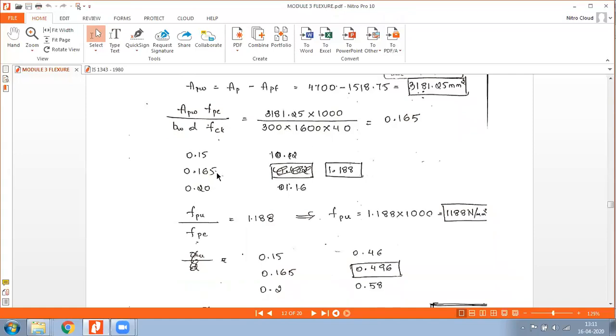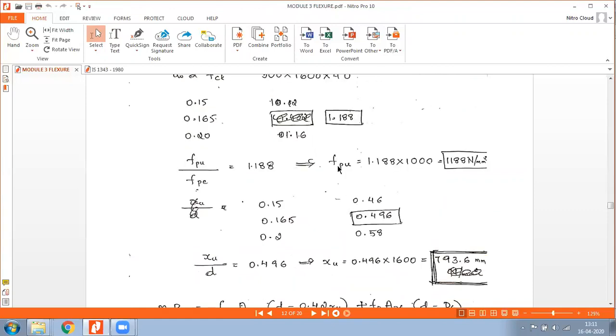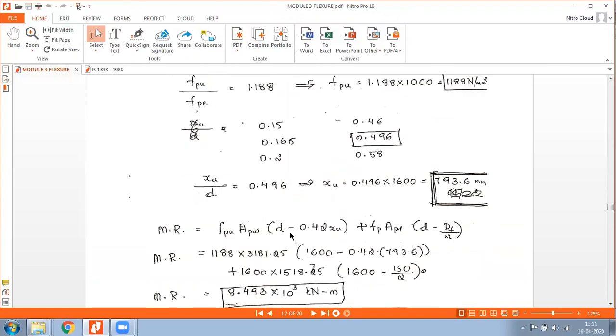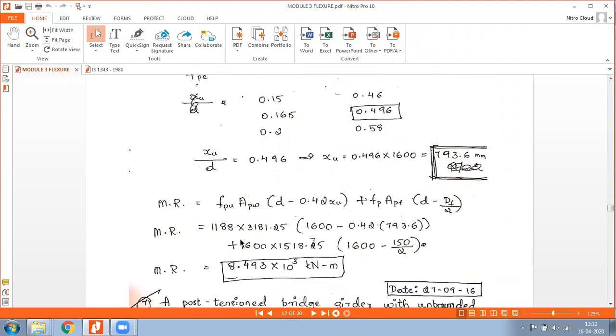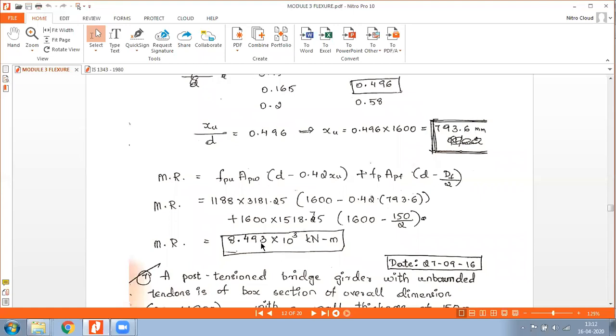Now for this new effective reinforcement ratio and for the L by D ratio of 20, we need to calculate the FPU by FPE ratio and also XU by D ratio. Again, on cross multiplication and simplification, we get FPU and XU. Once these two values are known, we know the equation to calculate the moment of resistance of the flanged section. On substitution and simplification of all the values, we get the moment of resistance as 8.439 into 10 raised to 3 kilonewton meter. This is the solution for this problem.